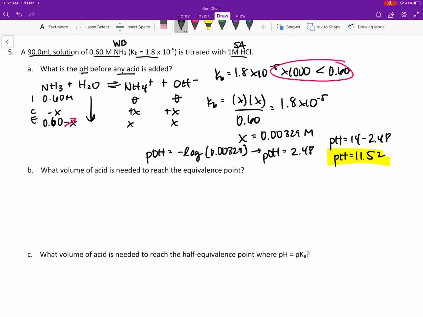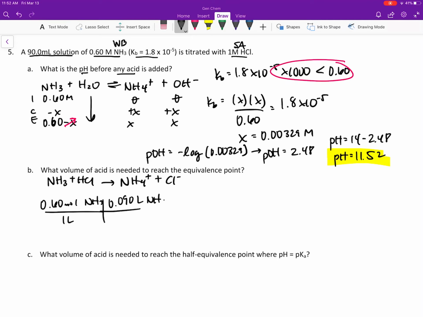It wants to know what volume is necessary to reach the equivalence point. So we have to think about what type of molarity we have here. So lo and behold, it's 1 to 1. So we can start with our molarity of ammonia, and we know that we have a volume of 0.09 liters of ammonia. It's going to be in a 1 to 1 ratio.